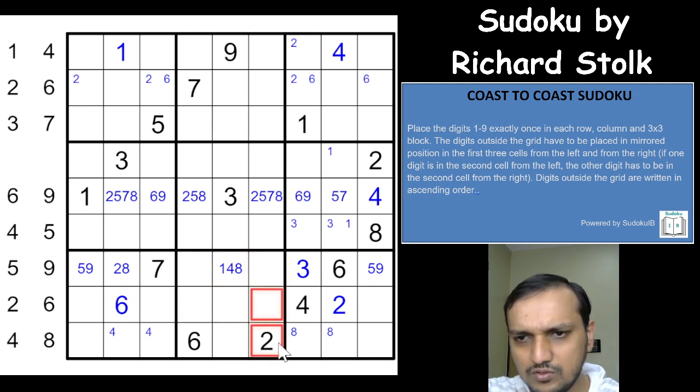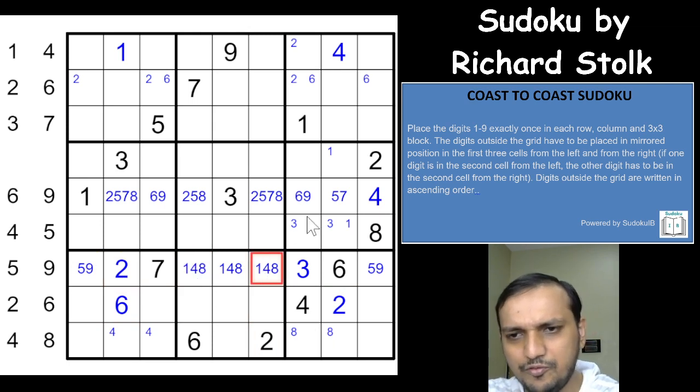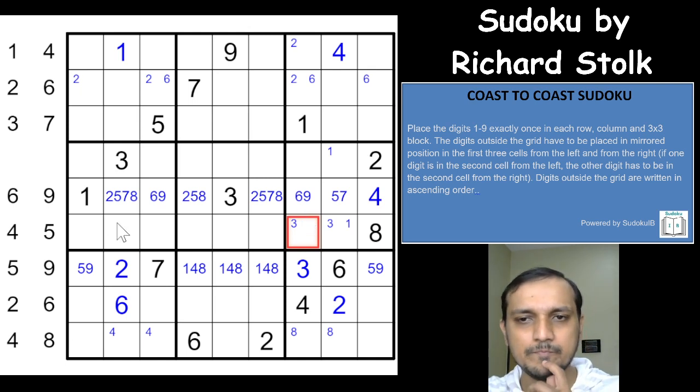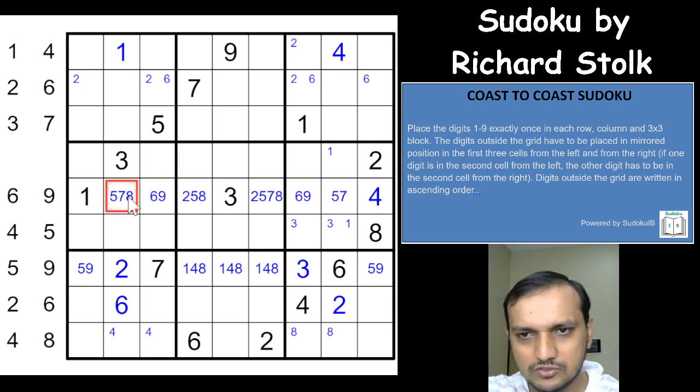Two is in, cannot be here, cannot be here, cannot be here. This cell would have to be 2, which means these 3 cells are 1 4 and 8 in any order. Okay, we are getting somewhere actually.